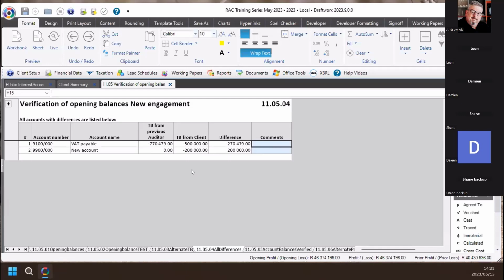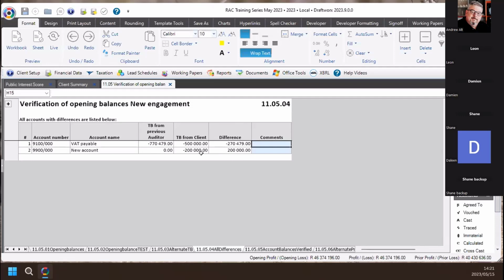You might have, for instance, though, gone and done reclassifications between, maybe you got credit balances in your debtors and you moved it to the creditors. That's okay as well. Make a comment. But we're looking here for a comment for these differences. Why do those differences exist?